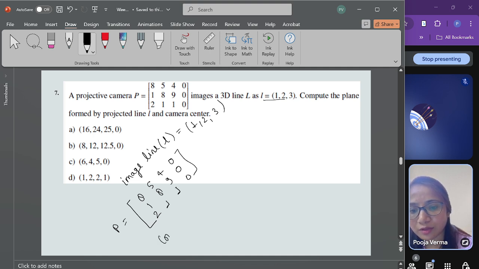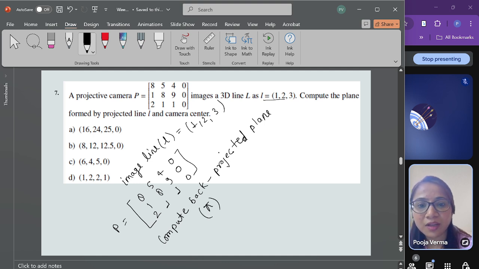So how do we calculate? The formula to compute back the projected plane, which is represented by pi, is calculated by P transpose L. Here the projection matrix P is given and L is also given. So we just need to multiply these two matrices. First we need to take the transpose of the projection matrix. So what will be the value of that P transpose? What will be the matrix?